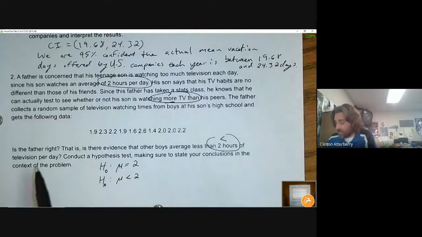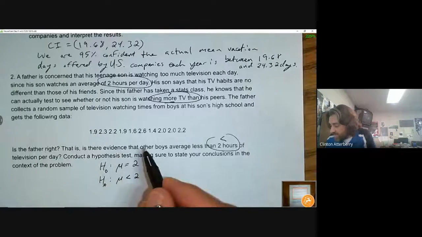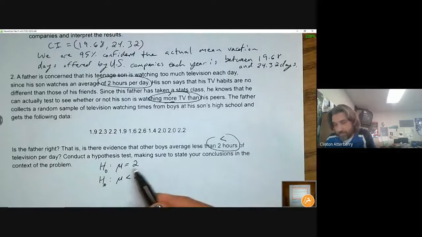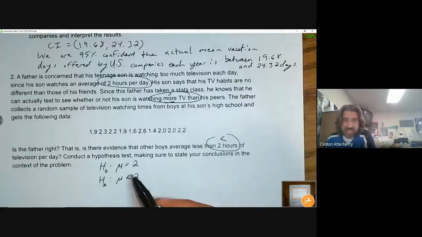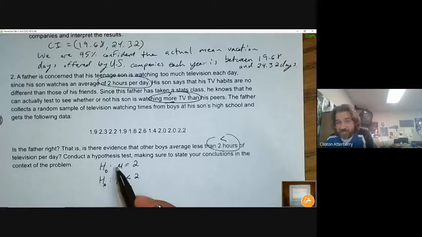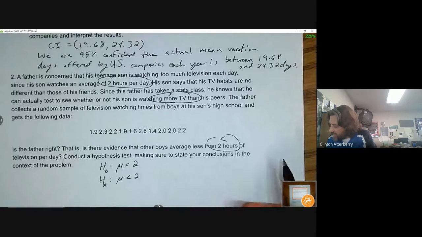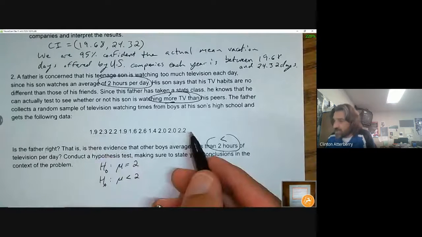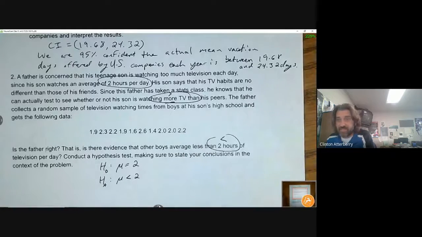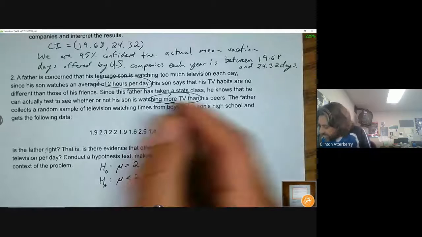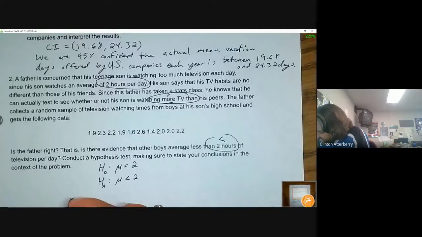So is the father right? Is there evidence that the other boys averaged less than 2 hours of television per day? That's the indicator of what your alternative hypothesis should be. Remember, the null hypothesis is always if nothing changed, if everyone's the same, it's all like vanilla. Now we can identify a few things. We have these data points, so we have to find their average, the standard deviation, the sample size, and degrees of freedom. We should identify all of that.